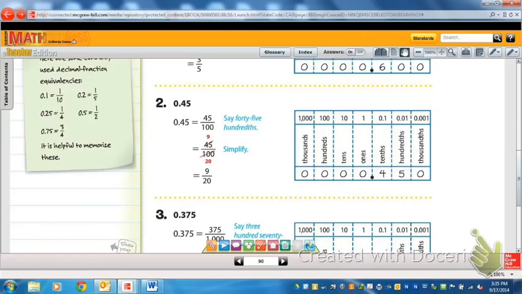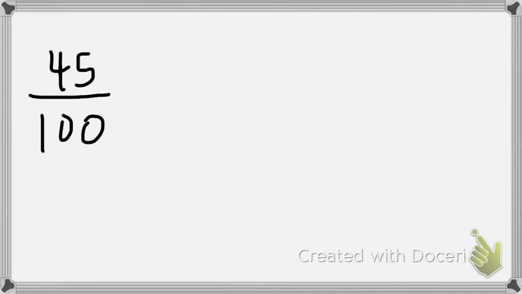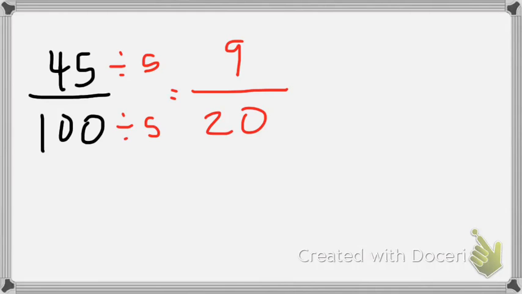Here we have 45 hundredths because we have the 4 in the tenths spot and we have the 5 in the hundredths spot. So because it's in the hundredths spot, we're going to put 45 over 100. Once we do that, then we have to simplify it. So 45 divided by 5 and 100 divided by 5. We get 9 over 20. We cannot reduce that anymore, so your answer would just be 9/20.